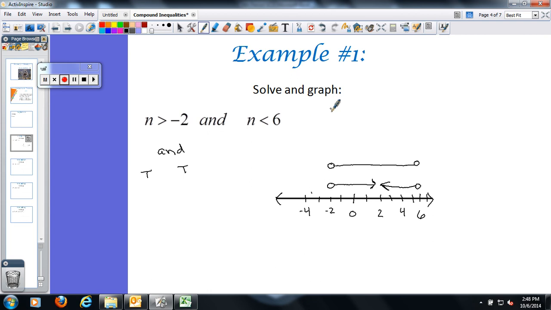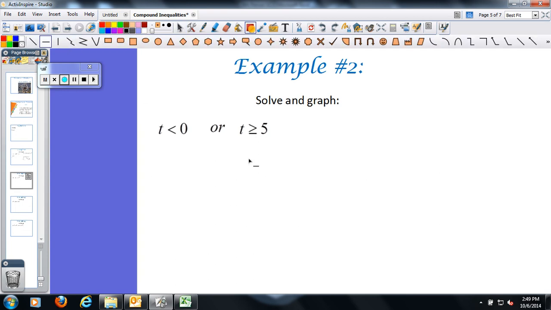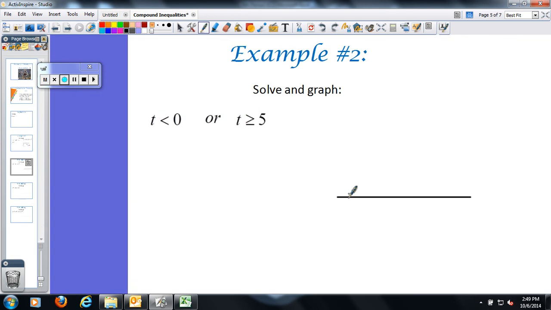And if you did your definitions, this is also what we call a converging inequality. Look at example number 2 again. These are pretty easy so far because we're not actually having to solve anything. These are already solved for you, which makes it a little bit easier.